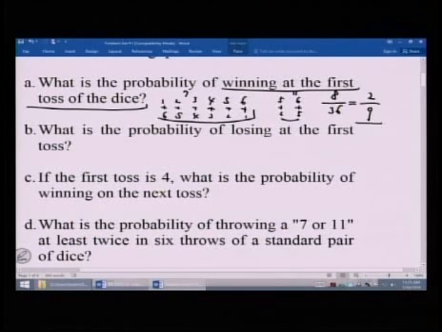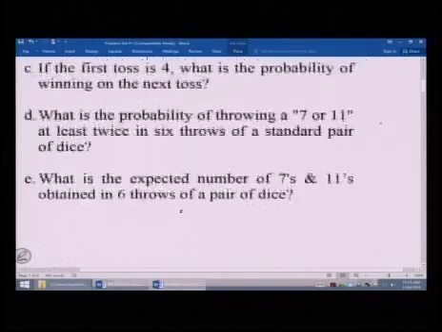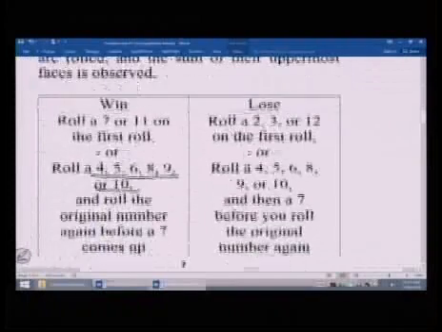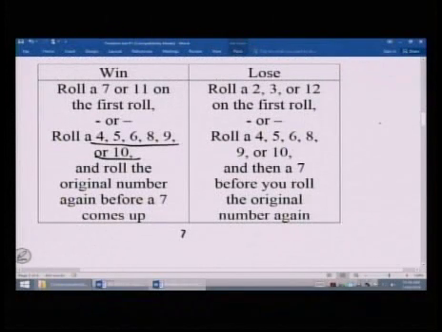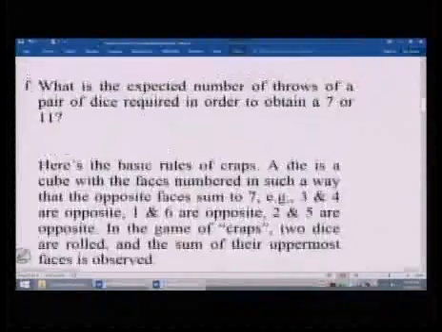What about question B? What is the probability of losing at the first toss? So let's go down to double check. Here's how you lose the game during the first toss. If you roll 2, 3, or 12 on the first roll, then you're going to lose the game. So 2, 3, 12.